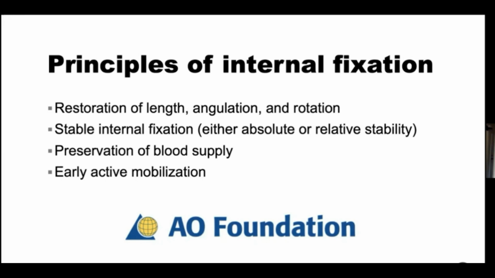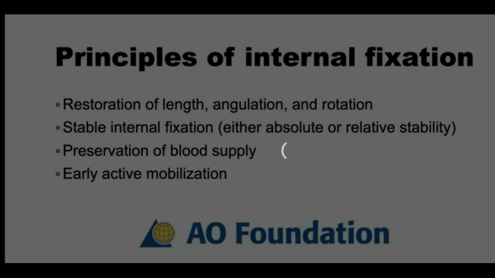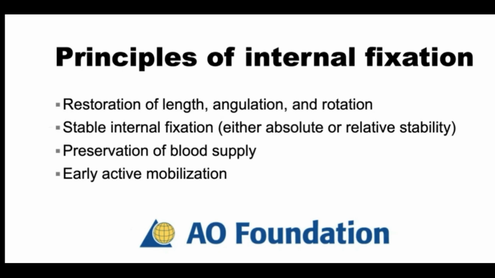Achieving stable internal fixation, whether by relative or absolute stability, preserving blood supply. When we talk about biology at the fracture site, we're primarily talking about blood supply to the bone, and early active mobilization. So, having a stable internal fixation that then allows you to feel confident moving the patient. Now, this doesn't always mean early weight bearing, but it often means early joint mobility, because we try to stabilize particularly articular fractures or periarticular fractures in a way that then we can get the body moving postoperatively.